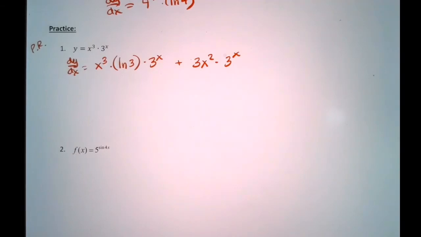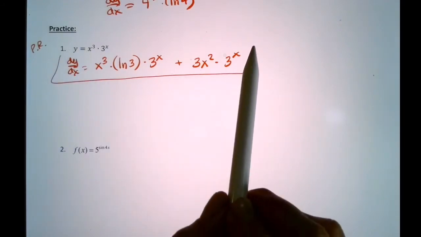Notice, be careful with your handwriting. Make sure that second guy looks like 3 raised to the power of x, not 3 times x. If you get lazy and start getting slanty in your handwriting, bad things can happen. This is a very good derivative. I'm going to be honest, this is great.